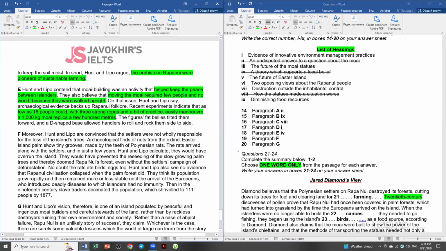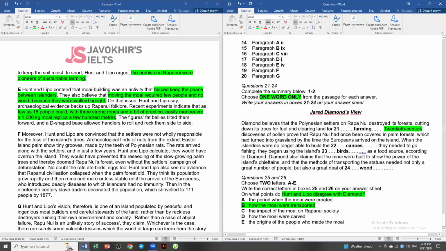All right, paragraph F. Moreover, Hunt and Lippo are convinced that the settlers were not wholly responsible for the loss of the island's trees. Archaeological finds of nuts from the extinct Easter Island palms show tiny grooves made by the teeth of Polynesian rats. The rats arrived along the settlers, and in just a few years Lippo calculated they would have overrun the island. They would have prevented the regeneration of the slow-growing palm trees and thereby doomed the Rapa Nui's forest, even without settlers' campaign of deforestation.